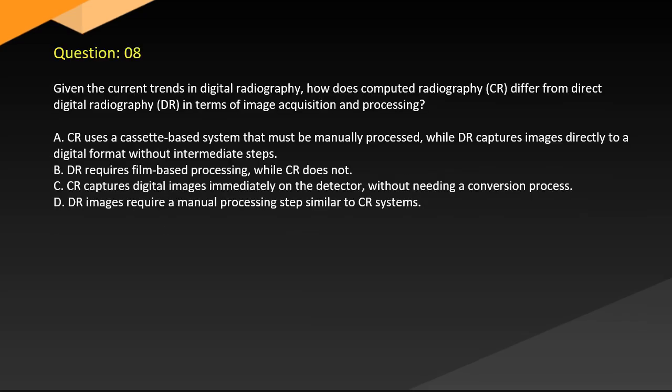Question 8. Given the current trends in digital radiography, how does computed radiography (CR) differ from direct digital radiography (DR) in terms of image acquisition and processing? A. CR is a cassette-based system that must be manually processed, while DR captures images directly to a digital format without intermediate steps. B. DR requires film-based processing, while CR does not. C. CR captures digital images immediately on the detector without needing a conversion process. D. DR images require a manual processing step similar to CR systems.